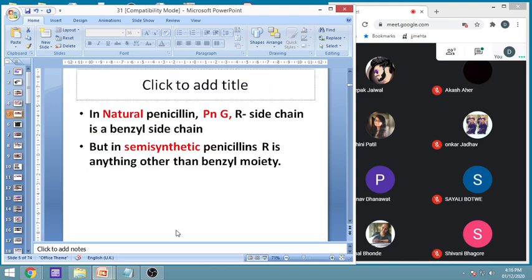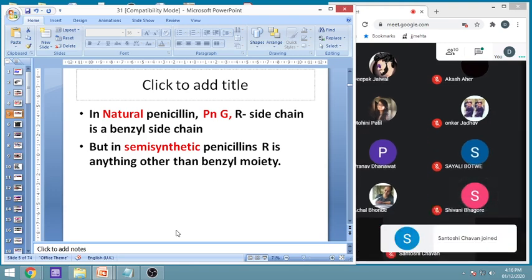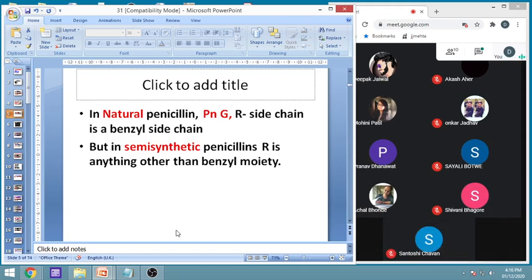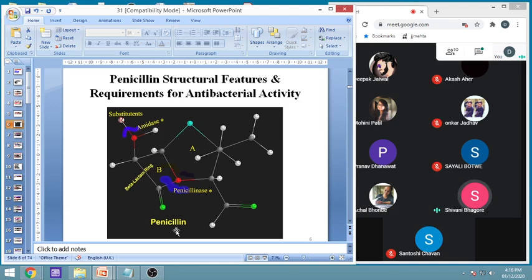Then next, what was the first one, that was called a natural penicillin. It is also called penicillin G, and the R, that is the side chain group position, is known as a benzyl side chain. But in semi-synthetic penicillin, R is anything other than a benzyl moiety. So the first one was called benzyl penicillin, or penicillin G, or natural penicillin. That is one and the same. Okay.